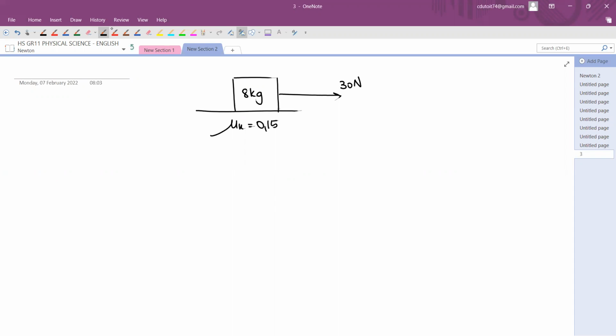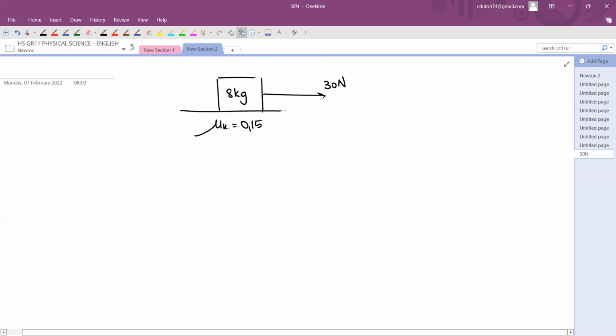So the first thing that you need to be able to do is draw a free body diagram of all the forces on the 8 kg block. That free body diagram helps solve any question. It's like a visual aid to solve the questions. Okay, so the first thing is what?